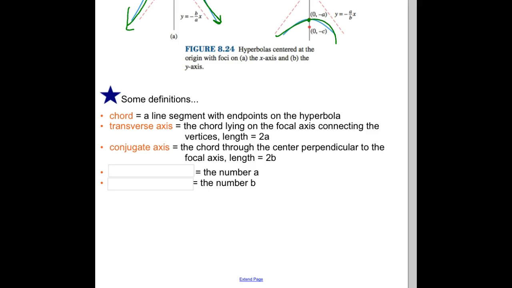The conjugate axis is the chord through the center perpendicular to the focal axis, kind of like our minor axis in the ellipse, okay? But we don't have covertices in a hyperbola, so we don't label those endpoints anything, okay? If we split them in half, we have the semi-transverse axis, which would have length a, and the semi-conjugate axis, which would have length b.